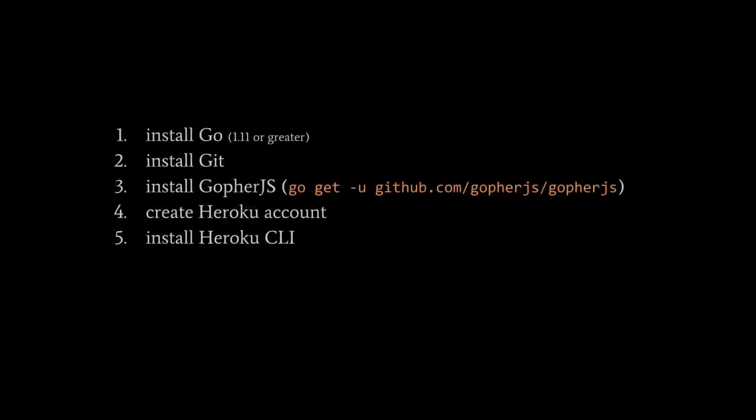So first things first, to get started, you're going to want to install Go, making sure you have version 1.11 or later. Install Git if you don't have it already. You can install the GopherJS compiler simply with this command, go get -u github.com/gopherjs/gopherjs. And if you don't already, make sure that your Go path bin directory is in your path so that you can just type gopherjs in any directory and it'll recognize the command. Lastly, you'll need to create a Heroku account if you don't have one already and install the Heroku command line interface.